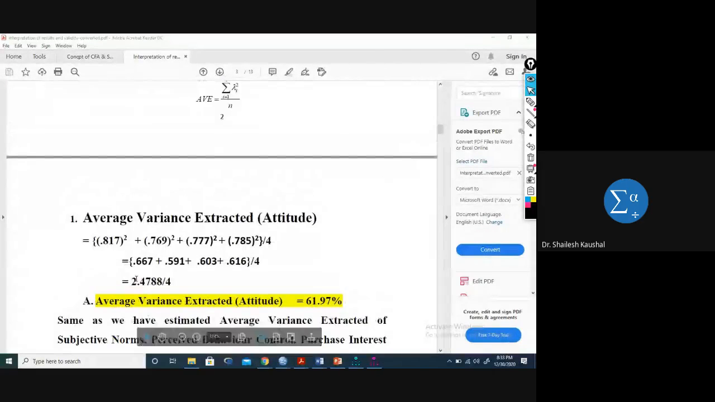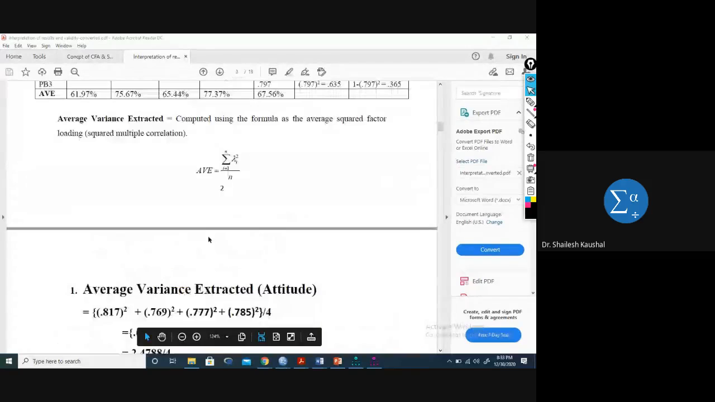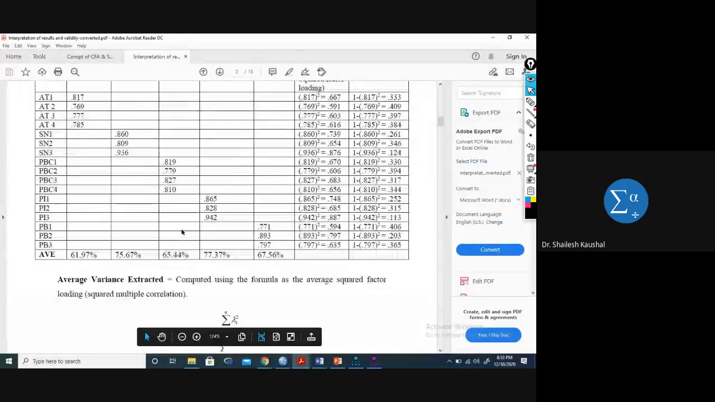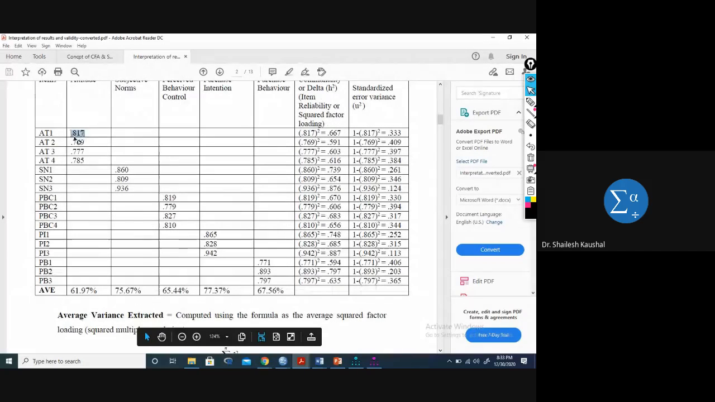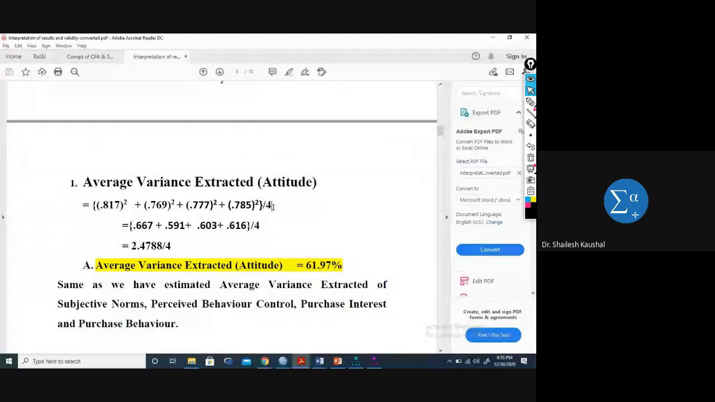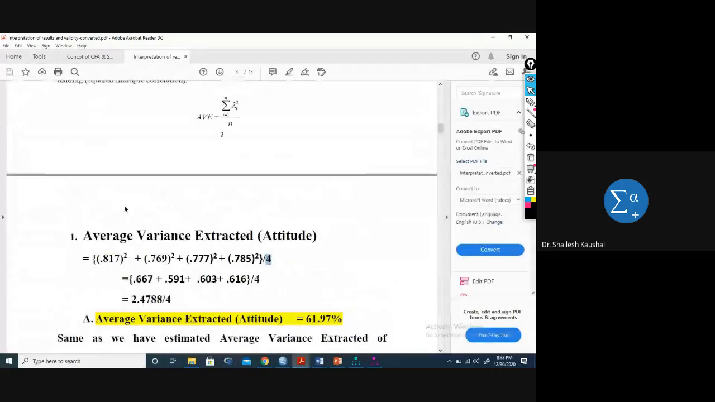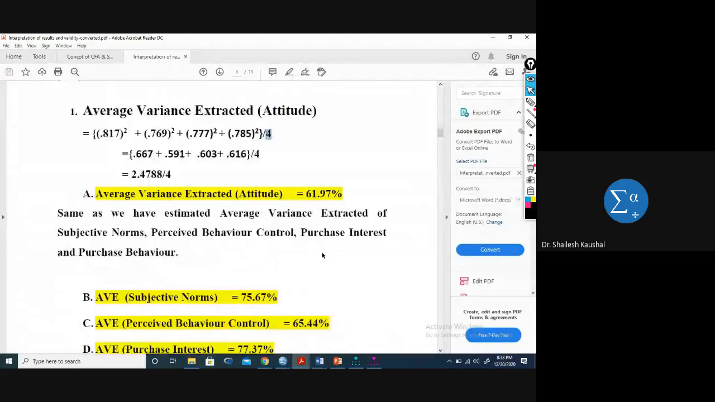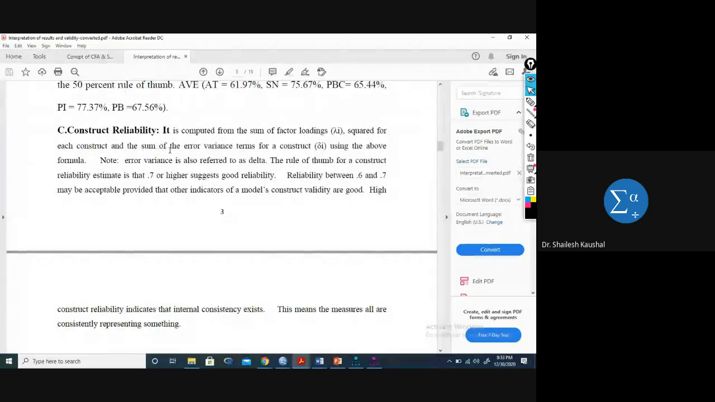In this reliability, this is the loading, meaning the square of the factor loadings divided by the sum. You take the square of this plus the square of this plus the square of this, and then divide by 4. So we will get the average variance extracted. Okay, then construct reliability.